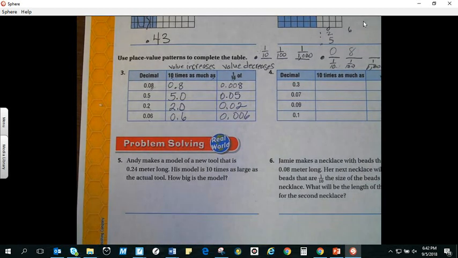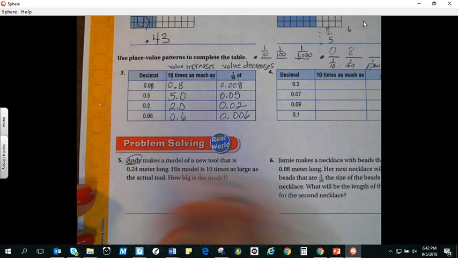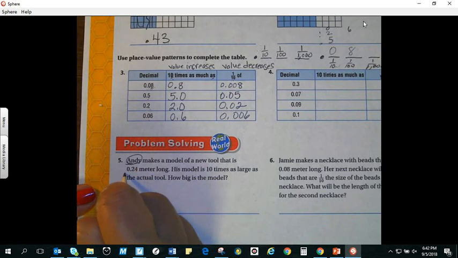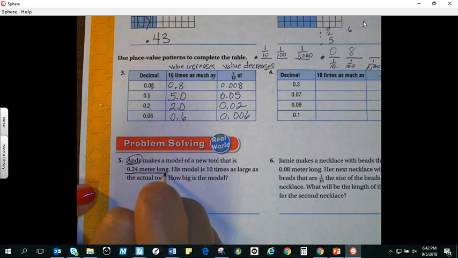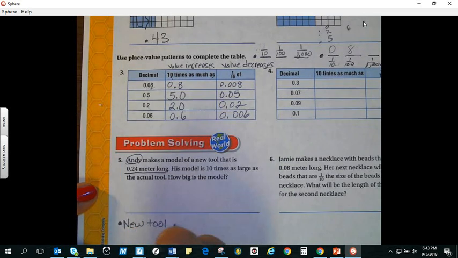Okay, so I'm going to think of my end in mind. First things first, right? Got to put things in order. I'm going to underline important details. So Andy, that's our character's name, makes a model of a new tool that is 24 hundredths meters long. So I'm going to write, bullet, my new tool is 24 hundredths meter long.